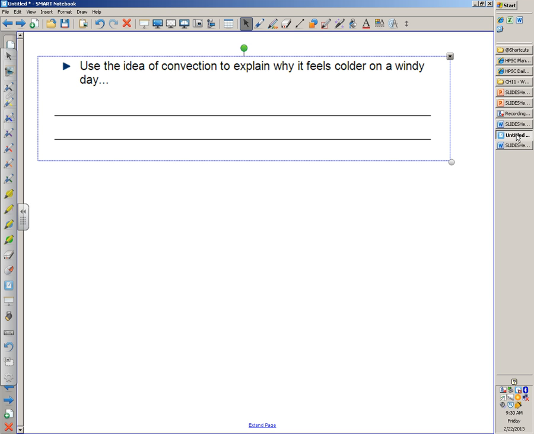So the air forms a giant fist and punches you in the face and says be cold. Wow, that is a good analogy. Not a correct one, but a good one.